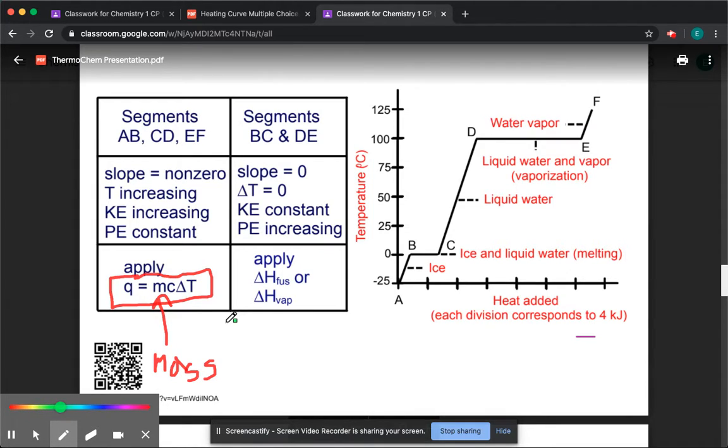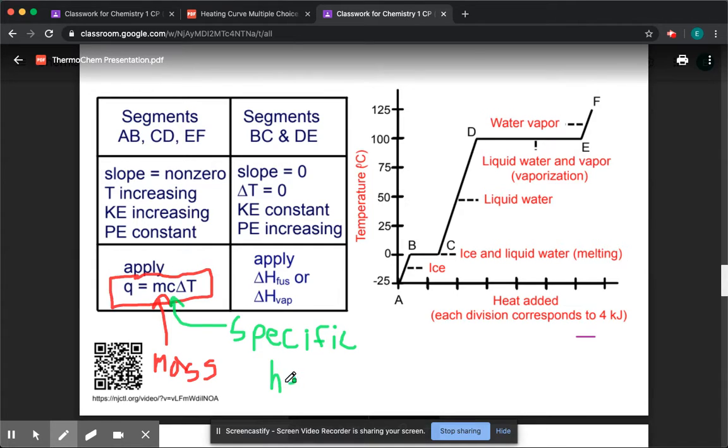The C is your specific heat capacity. If you remember from that one worksheet, specific heat capacity is how much energy you need to heat up a substance specifically by 1 degree Celsius. That's how they define it.